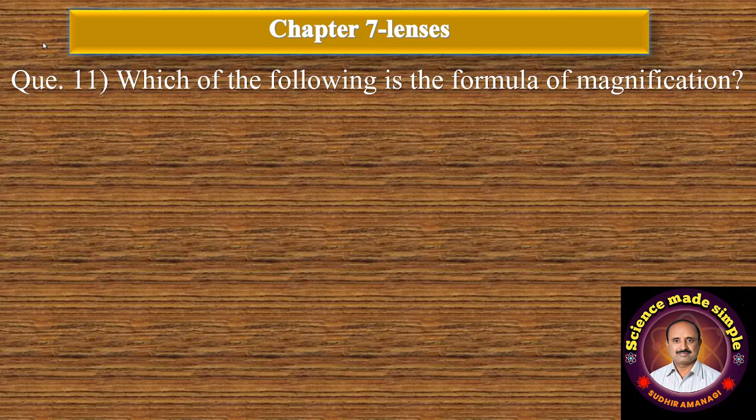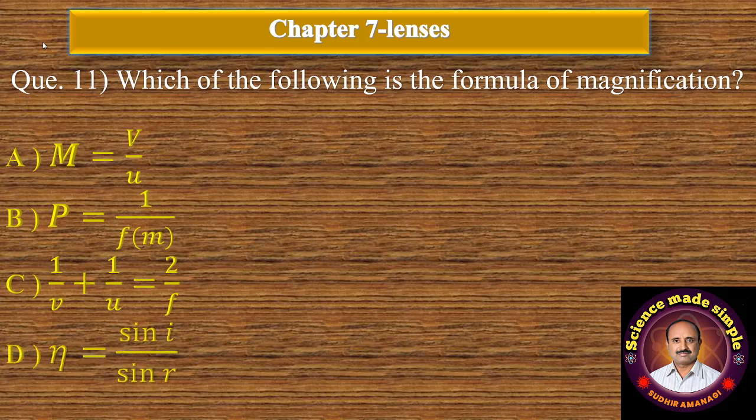Question number 11. Which of the following is the formula of magnification? Option A, M is equal to V divided by U. B option, P is equal to 1 divided by F in meter. C, 1 divided by V plus 1 divided by U is equal to 2 divided by F. And D option, N is equal to sin I divided by sin R. Correct answer is option A, M is equal to V divided by U.